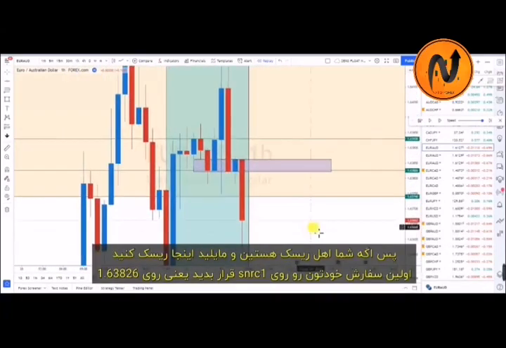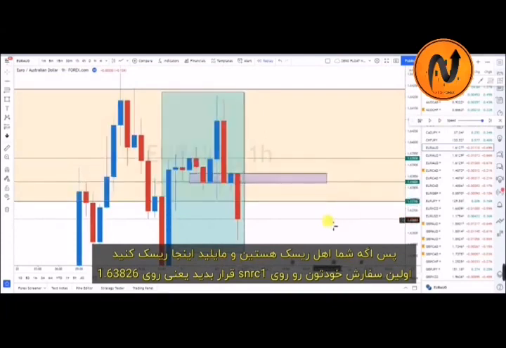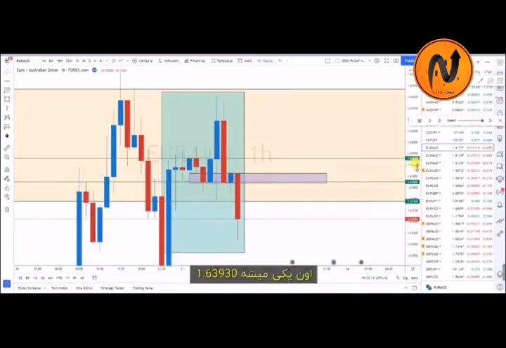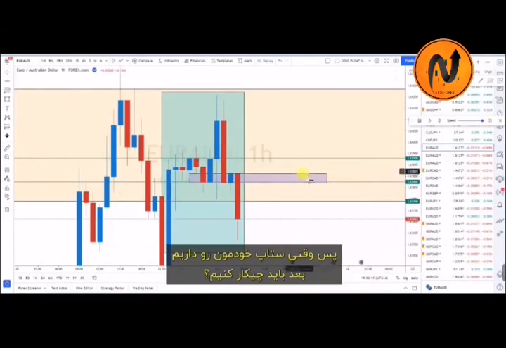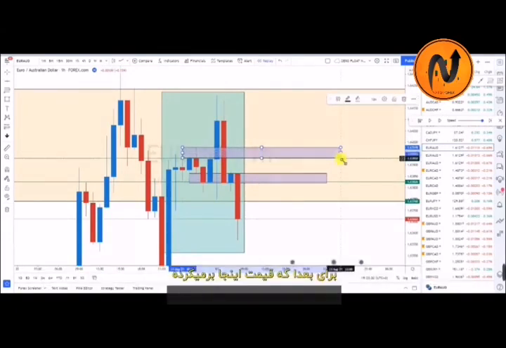So if you are a risk taker, willing to take a risk here, you can set your PO. First PO for the SNRC1 is 1.63826. The other one is 1.63930. Okay, so once we have our setup here, next, what should we do? Oh, we need to mark the QM. So I'm going to mark this QM zone as a monitoring zone for later when price comes back here.